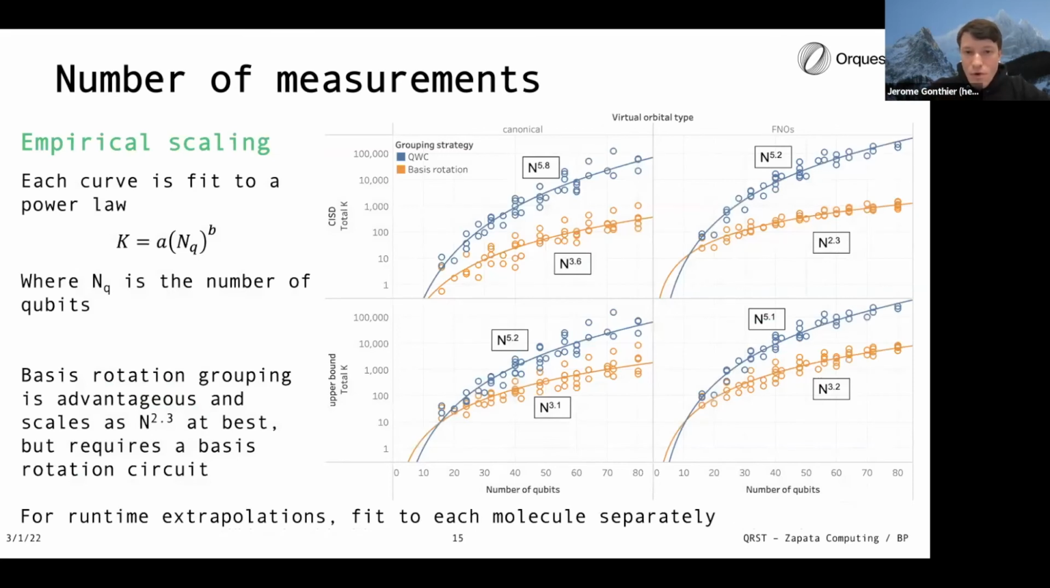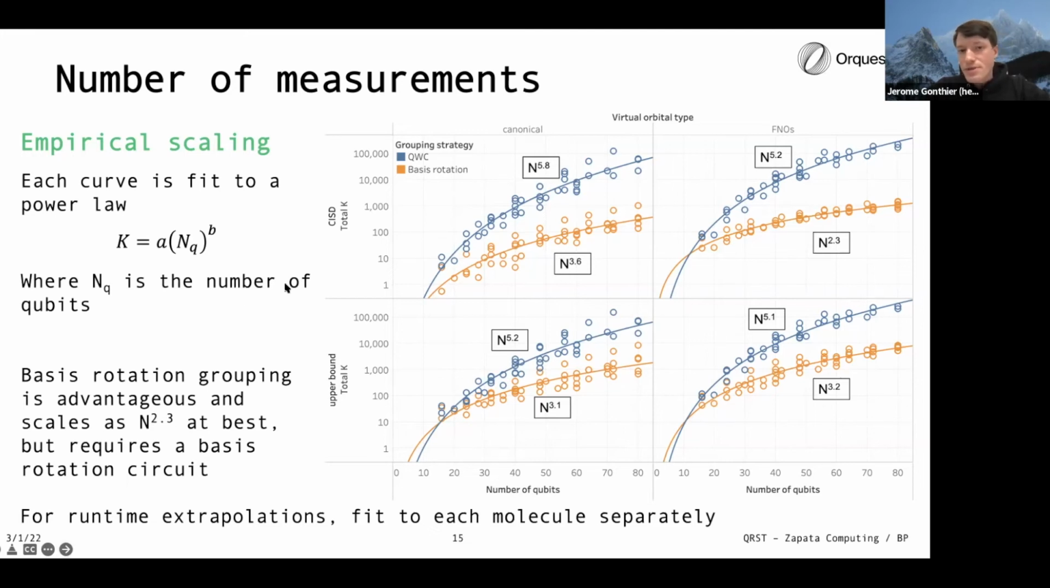We see the results for all molecules. That's why we have different points at the same number of qubits. These are different molecules. And then we fit this expression, A times number of qubits to the power B, where A and B are our fitting coefficients. And here we show the scaling that we obtained for all of these methods. That shows the scaling of the number of measurements with the number of qubits across different molecules.